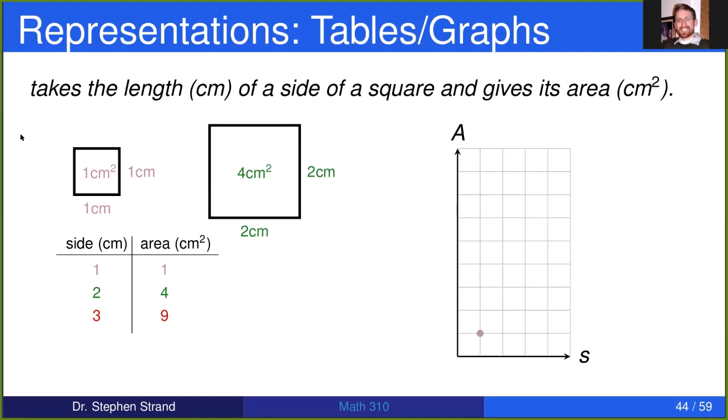So we could plot these points. So I used a kind of a brownish pink color to represent the point 1, 1. And then green is going to represent the point 2, 4. That's an input-output pair that we have for this function. And then finally the point 3, 9. And again, these are not the only points that we could have for the area of a square given a side length. So we could connect those with a nice smooth curve, recognizing that anywhere along there, that same relationship is going to hold between the side lengths and the area. And that is exactly what a function is. It's describing a relationship between two groups of objects. And in this case, and oftentimes, we're going to look at numbers.